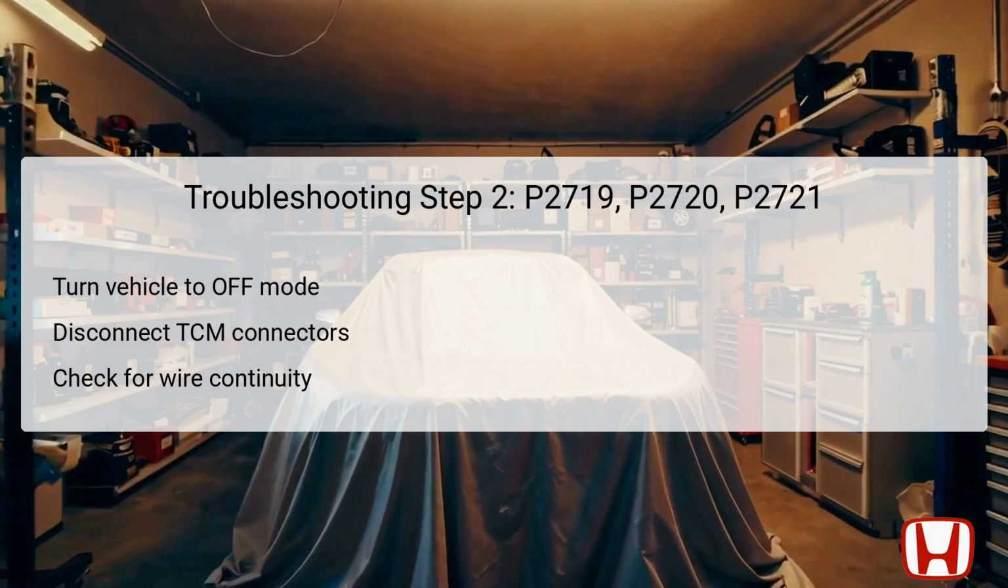Making these checks while the vehicle is in off mode allows you to determine whether there is a break in the electrical circuit, which could be indicative of an open wire issue. This inspection is crucial as it verifies the integrity of the wires connecting the sensors to the TCM, potentially exposing faults contributing to the DTCs.